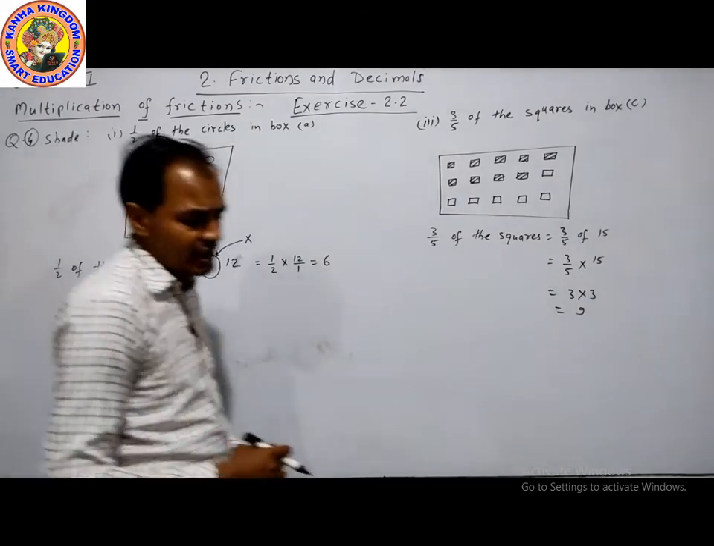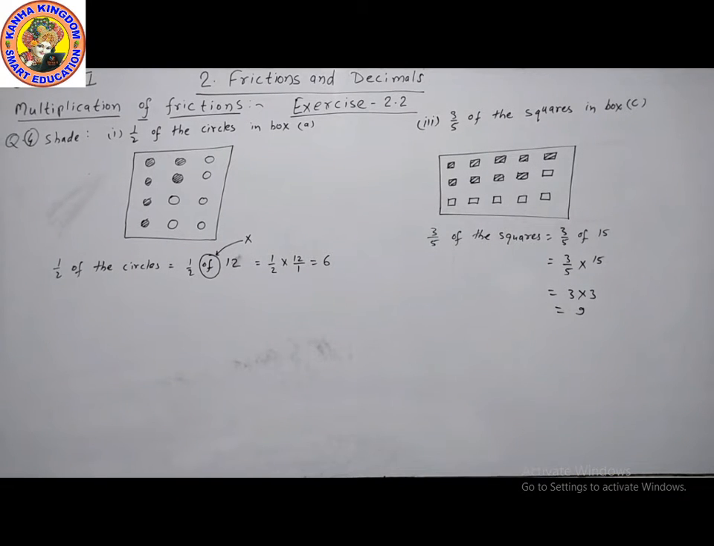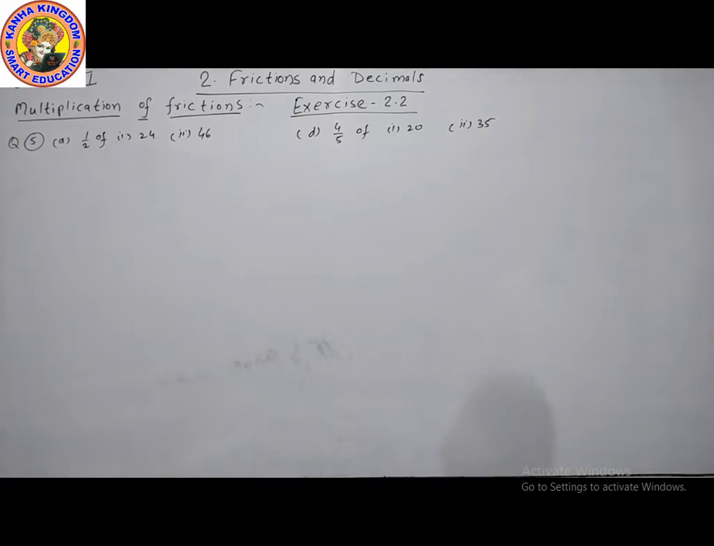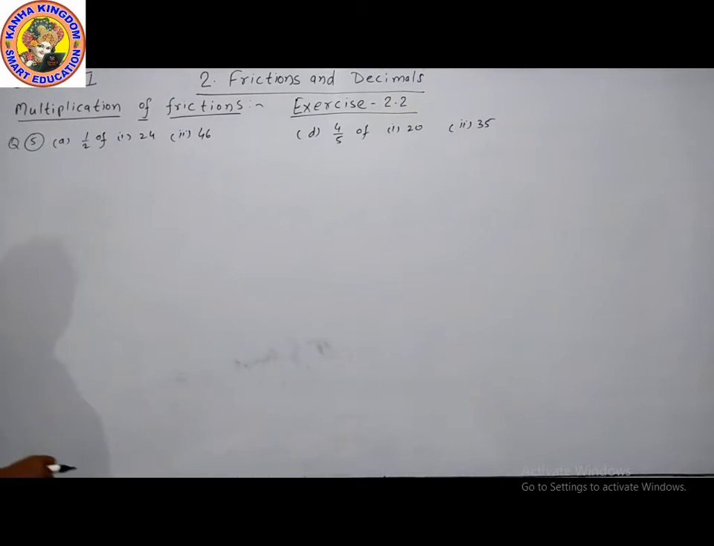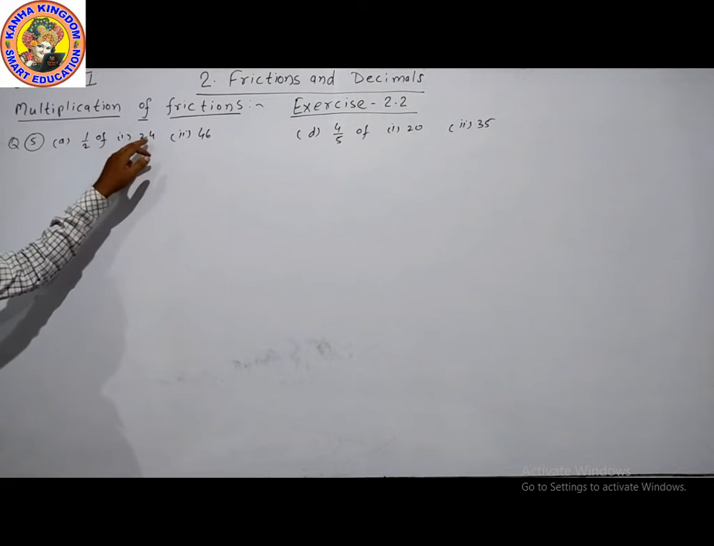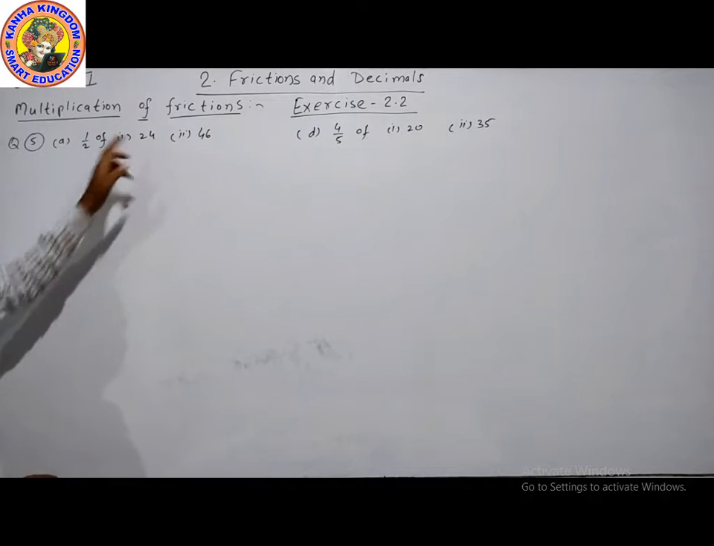You can take a screenshot of this. We will move to our next question. Now students, our next question is question number 5. Find a part: half of 24 and 46. Half of 24.